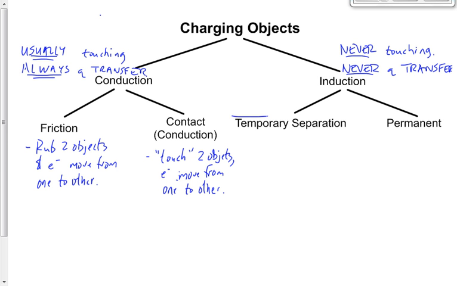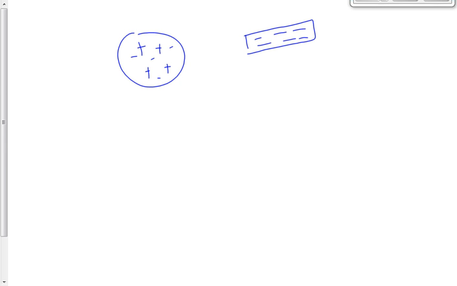Okay, let's get back to the topic here. Talk about induction. Charging by induction occurs when we don't have a transfer of charge and when we're not touching an object. I'm going to flip the page here and draw a picture of this. Let's say we have a neutral object here. I'm drawing it as 4 positives and 4 negatives, but it could easily be 4 billion positives and 4 billion negatives. It just means the same number of protons as electrons. I'm going to bring a negatively charged object nearby.